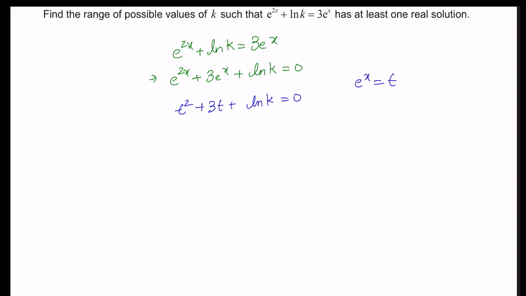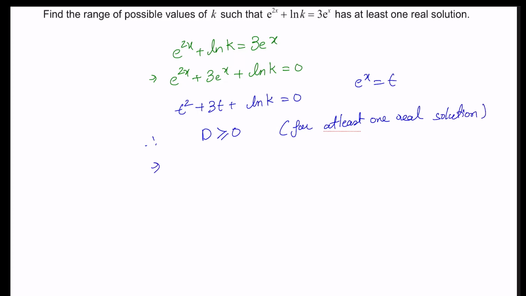So for this quadratic equation to have at least one real solution, the discriminant has to be greater than or equal to 0. If it's equal to 0, you have one real solution. If it's greater than 0, you have two real solutions. So therefore the discriminant has to be greater than or equal to 0, for at least one real solution.